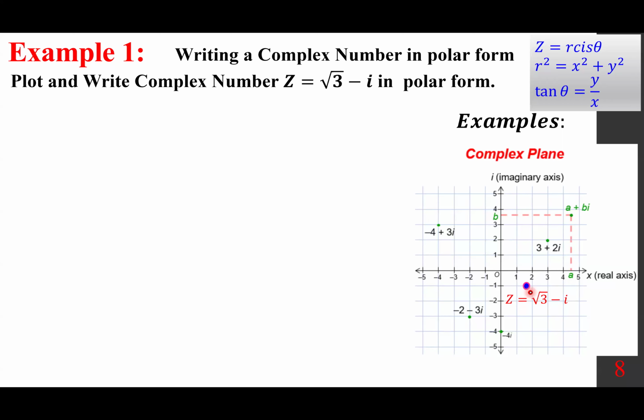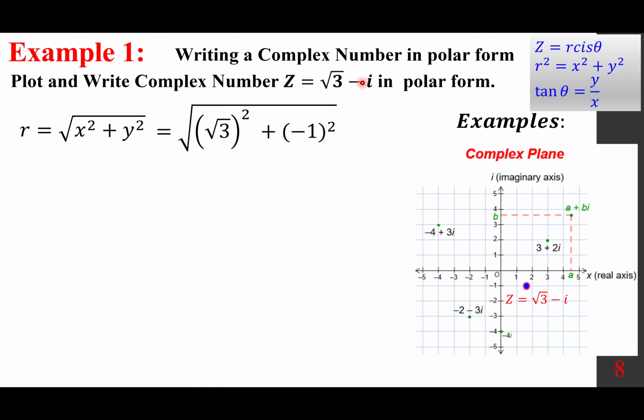So first, plotting it. So again, this one to the right, minus 1. If it helps, put 1 here. Now, what is r? r is the square root of x squared plus y squared. So we are going to square this, and then negative 1 square it. As you know, this is 3. This is 1. They add up to 4, and the square root comes out as 2. Very straightforward, everybody.